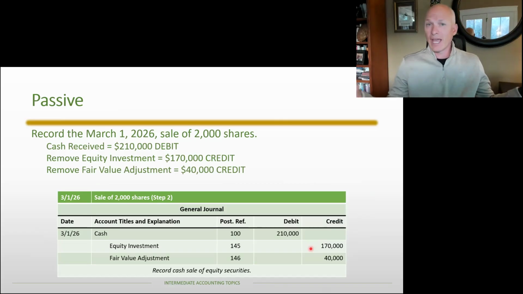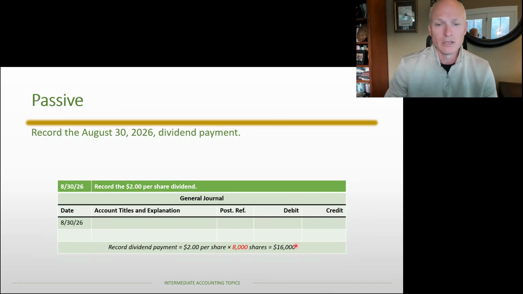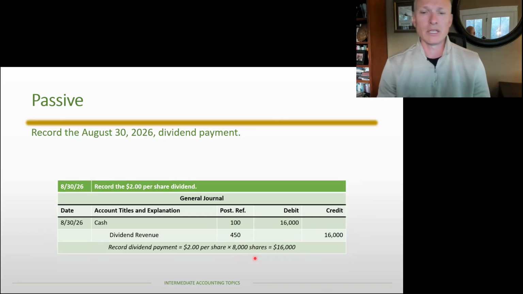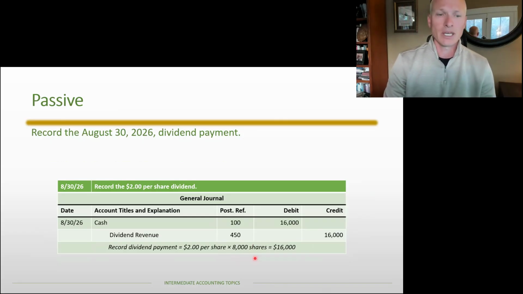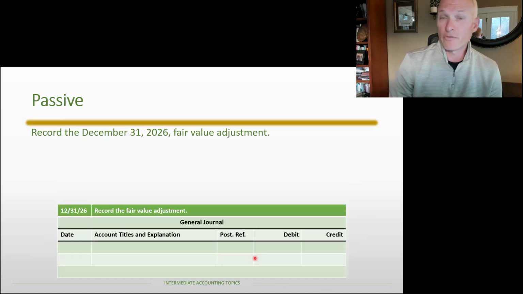Now we're just left with the 8,000 shares that we didn't sell. And so later on in the year, we get that dividend payment, $2 per share. But again, just to be clear, it only applies to the 8,000 shares that we still hold. And so that dividend payment then is $16,000. Again, debit cash, credit dividend revenue. And then another fair value adjustment.